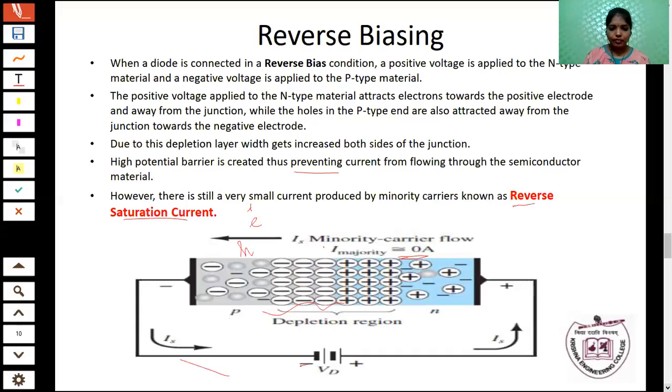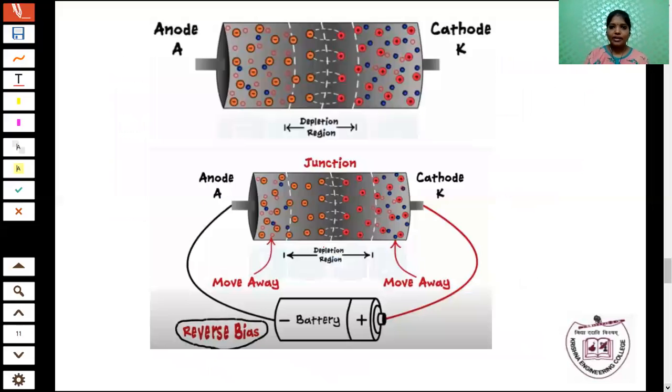Next, I am going to give one diagram to understand easily. This is the PN junction diode. Already you know that the depletion layer is formed between the anode and cathode. When you apply the reverse bias condition, you know that opposite charges always attract each other. So the positive holes are attracted toward the negative side, and the electrons are attracted toward the positive side. That means the electrons and holes near this junction, near this depletion region, move away from that region and move towards the battery.